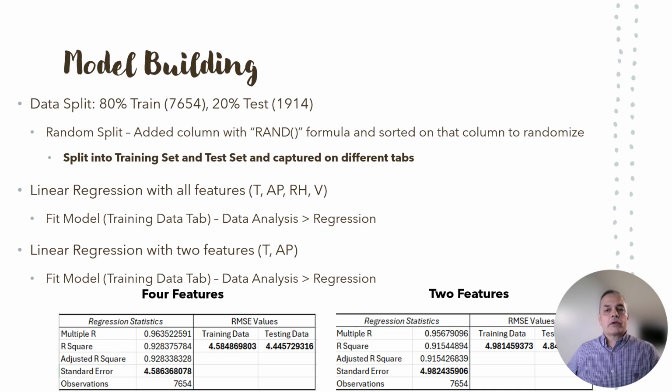The first linear regression outperformed the second linear regression with a lower average root mean squared error of 4.4 megawatts versus 4.8. So I selected the first model as my final model.